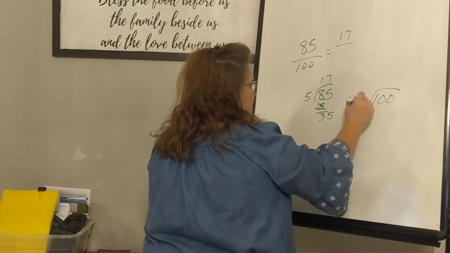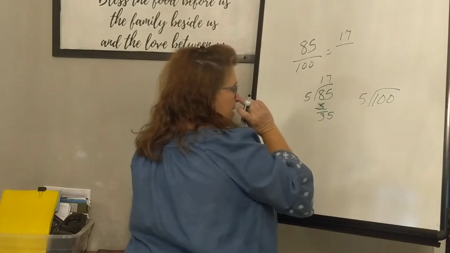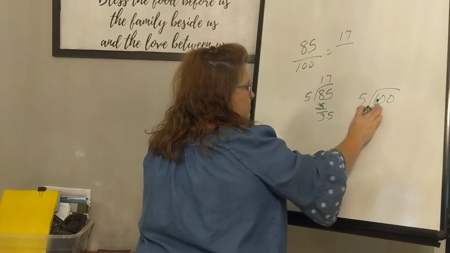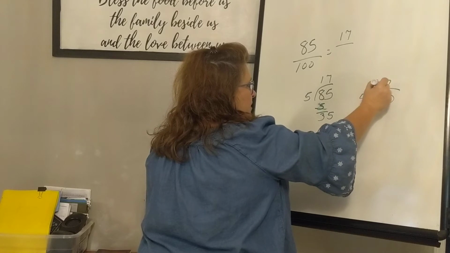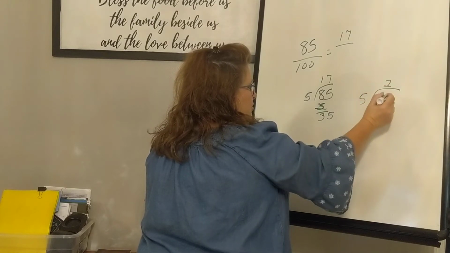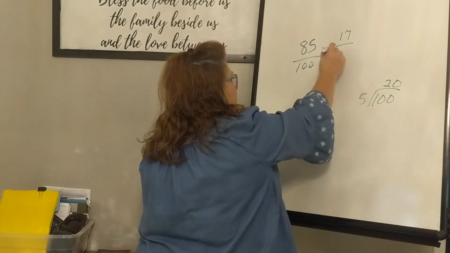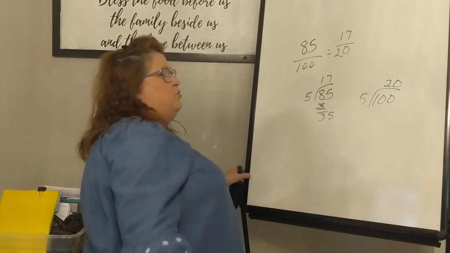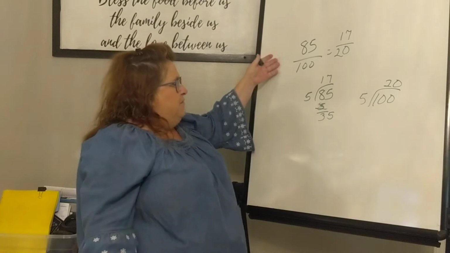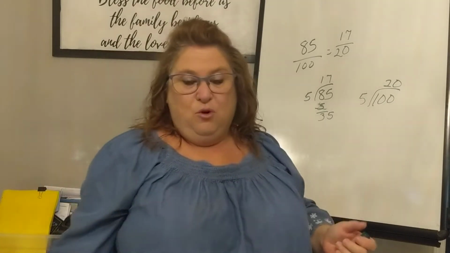Do you know 100 divided by 5 without dividing it out? An easy way to do it is to say how many times will 5 go into 10. It'll go in there 2 times, and 5 times 2 is 10. Then we just bring our other 0 back up. So 17 over 20 is 85 over 100 in simplest form. It reduces it into simplest form.